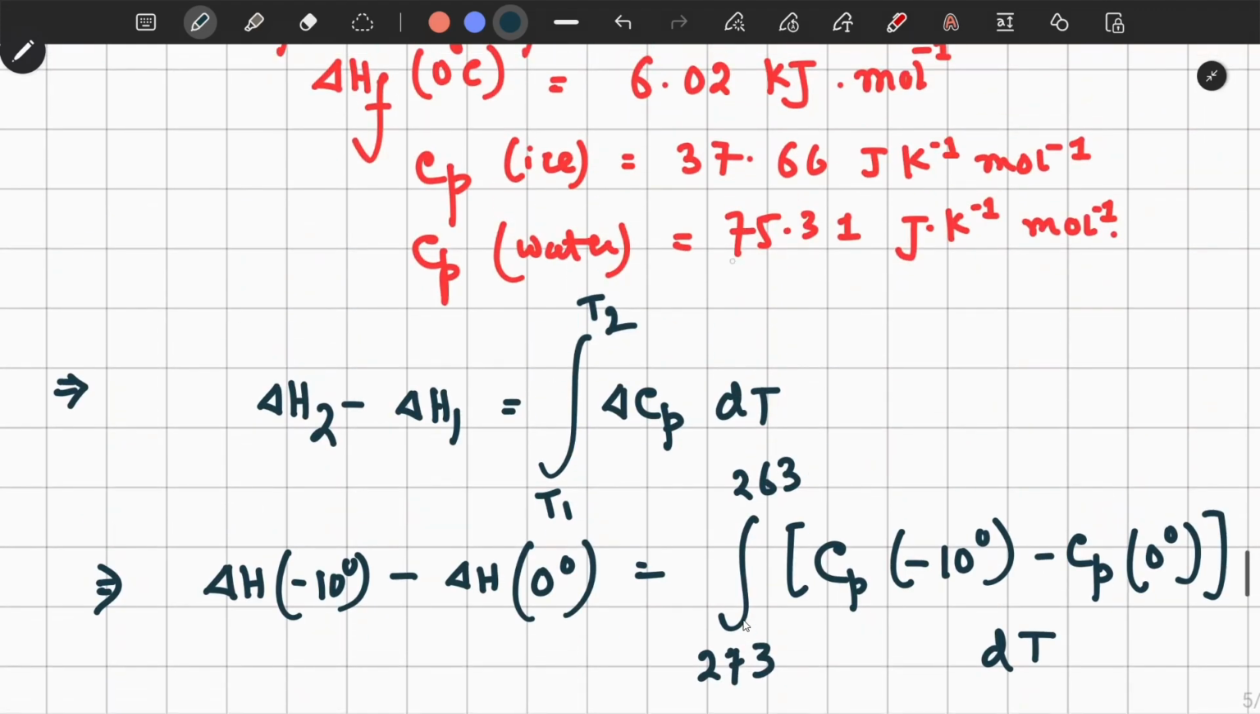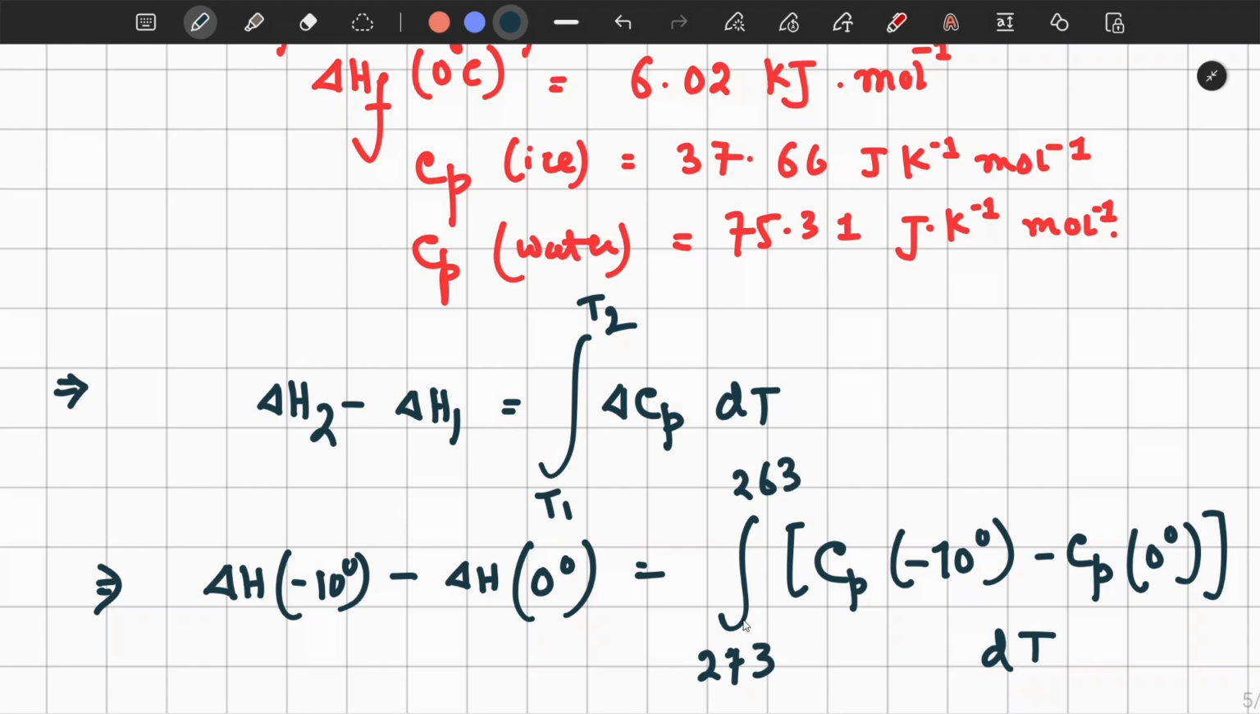So this is given at minus 10, which means it's ice clearly. So it is minus 37, right? Yes. But the important thing is whether it is water minus ice or ice minus water that you have to consider. Delta Cp, that is Cp water minus ice. Fusion means ice to water.